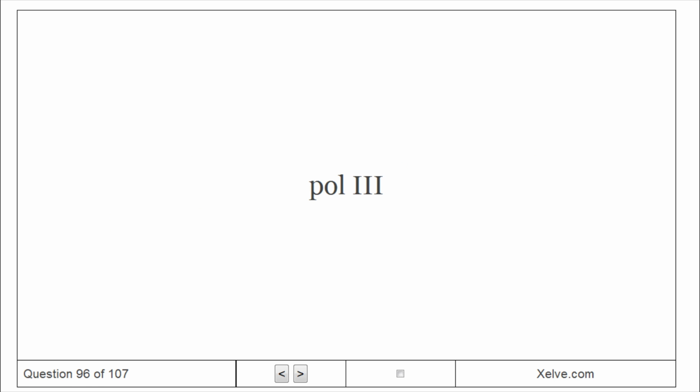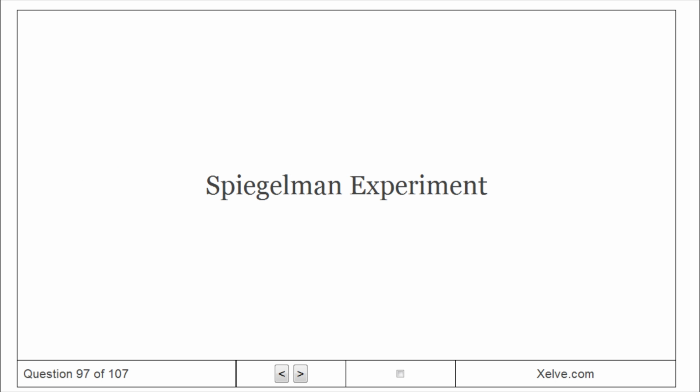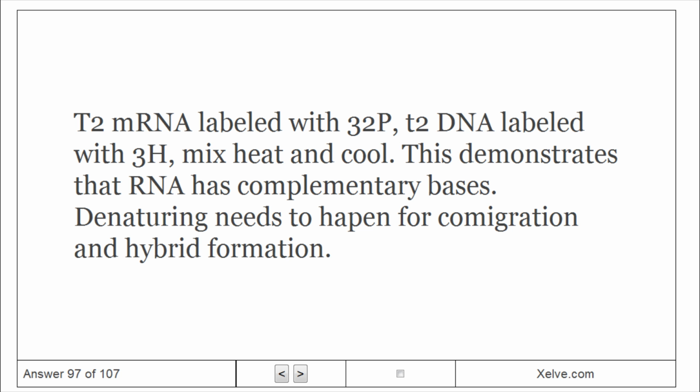Pol III: tRNAs, 5S rRNA and other small specialized RNAs. Spiegelman experiment: T2 mRNA labeled with 32P, T2 DNA labeled with 3H. Mix, heat and cool. This demonstrates that RNA has complementary bases. Denaturing needs to happen for comigration and hybrid formation.